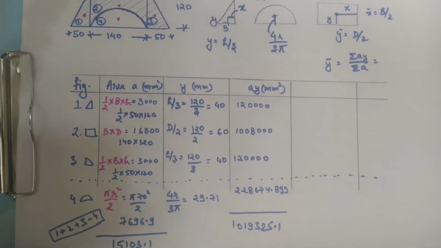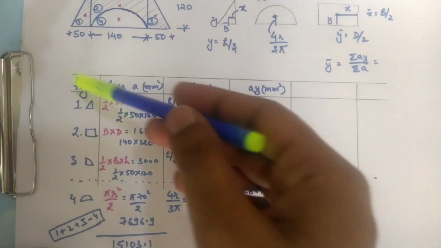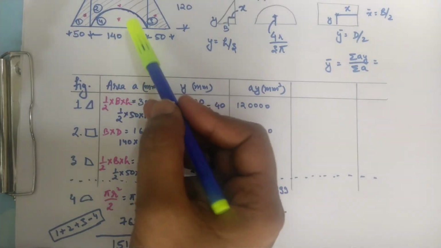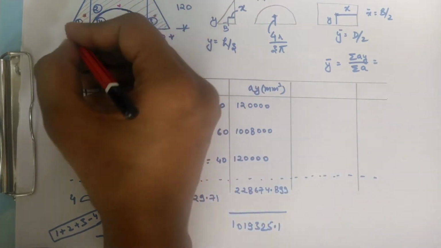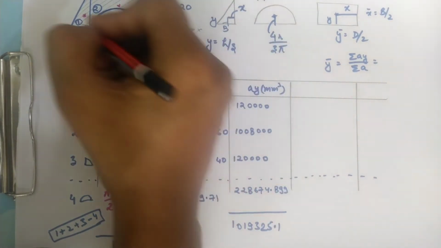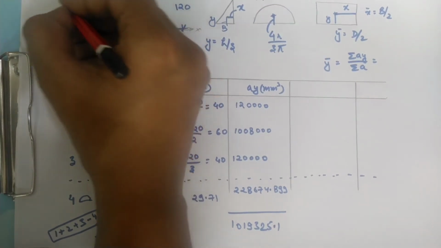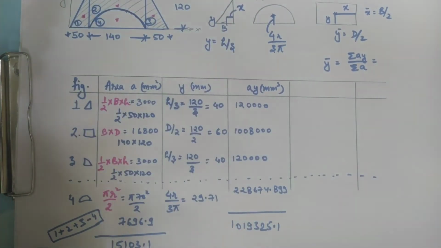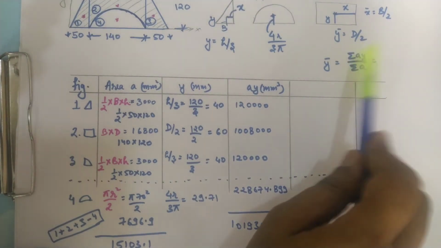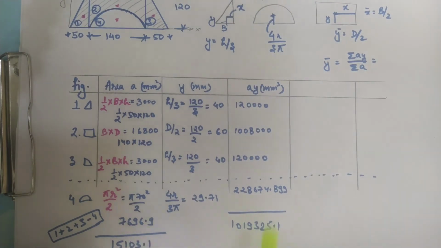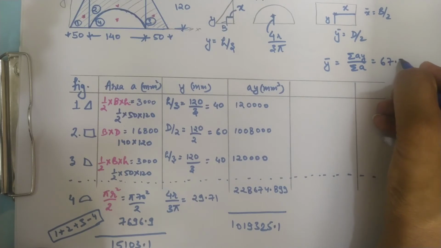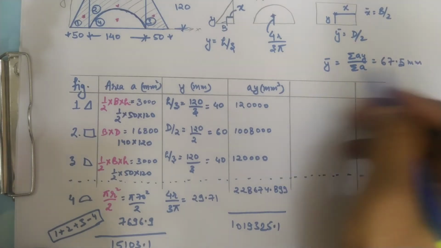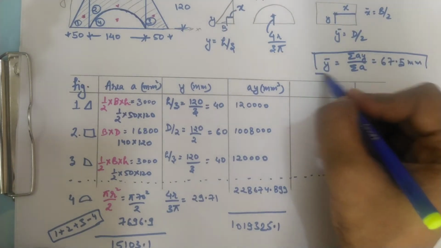In mostly all the questions they do not give any axis. What you have to assume is bottommost extreme point and leftmost extreme point is your axis. So bottommost extreme point here and leftmost extreme point is your axis here. Now this value divided by this value, we are going to write it here. This value divided by this value, we are getting a value around 67.5 mm. So your y bar came out to be this one.